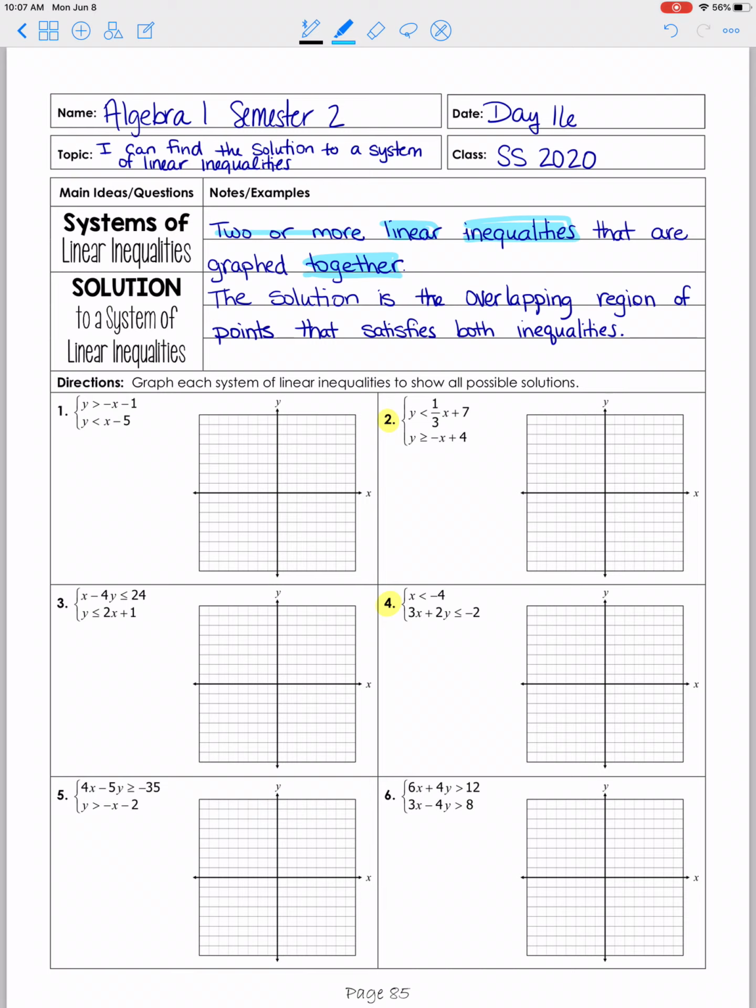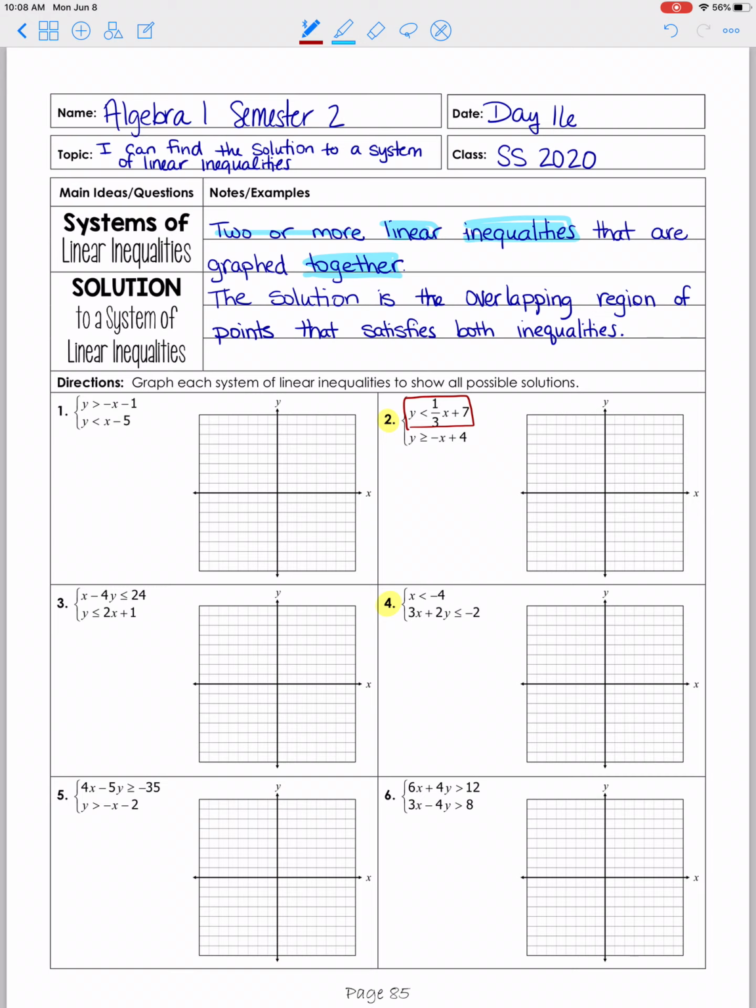So to graph each linear inequality, you want to graph them separately, just like we did in yesterday's lesson. And then you're going to look at them compared together. So let's do example number 2. There are two different inequalities, so I'm going to do them in two different colors. This is our first inequality, and I'm going to do it in red. It says y is less than 1/3 x plus 7.